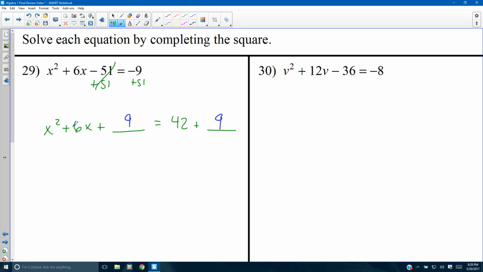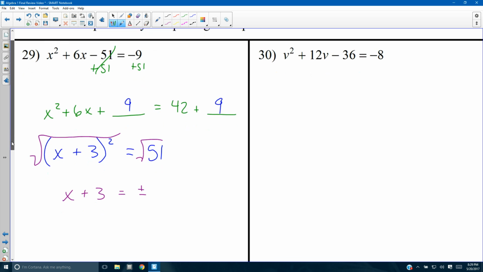There is a little bit of a difference in these problems compared to the ones in the beginning. I take that back. What's different is this answer we're going to get. x plus 3 quantity squared is 51. Now we're going to take the square root of both sides here, and we're going to get x plus 3 equals plus or minus the square root of 51.